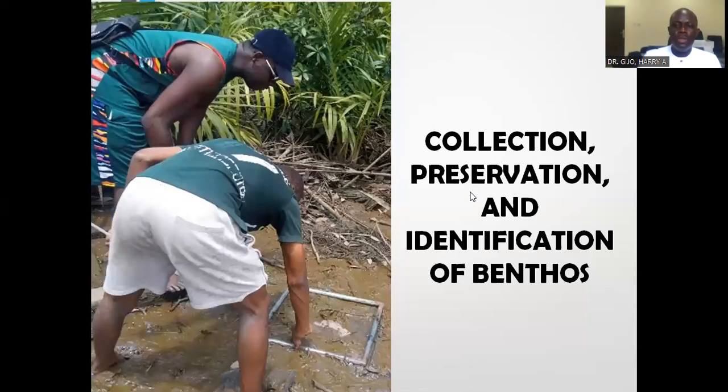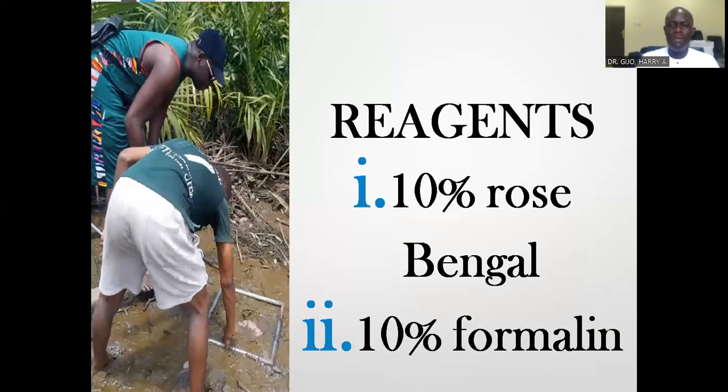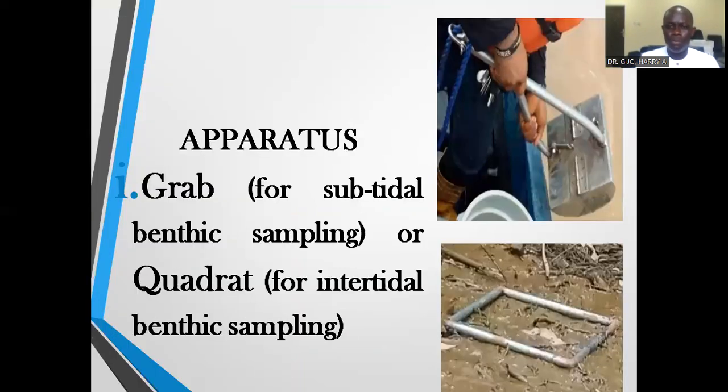Now, we want to look at the procedure for the collection, preservation, and identification of benthic organisms or benthos. We need the following reagents: 10% rose bengal and 10% formalin. The rose bengal is used for staining living tissues, while the formalin is used for preservation. Then the following apparatus are required.